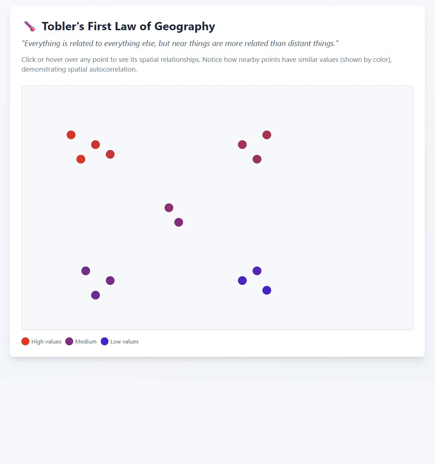Also observe the pattern in which similar colors tend to cluster together. In the top left corner, we have a cluster of red and orange points, all high values. In the bottom right, we have a cluster of blue points, all low values. And in the middle area, we have some transitional medium values. This isn't random. This is Tobler's law in action. Spatially close locations tend to have similar characteristics. So let me show you this more precisely.